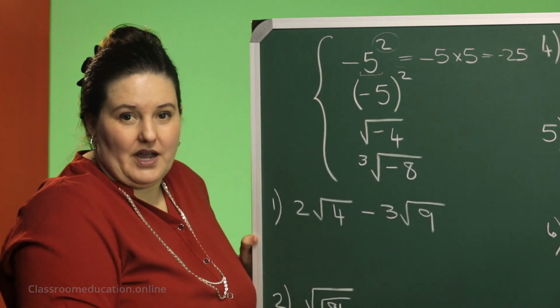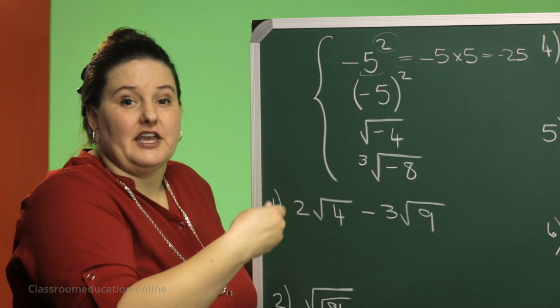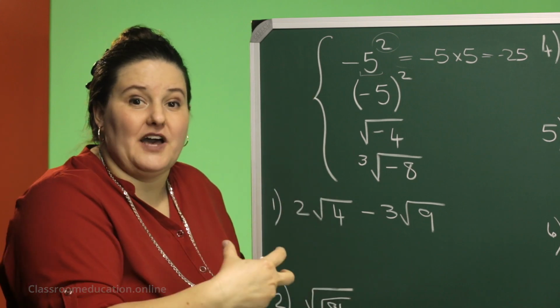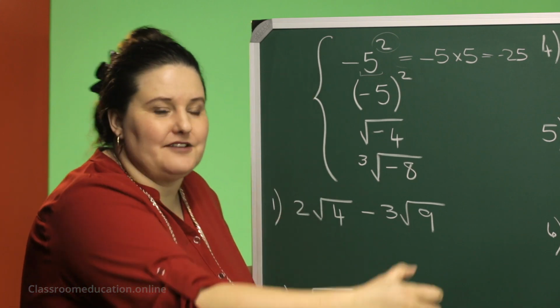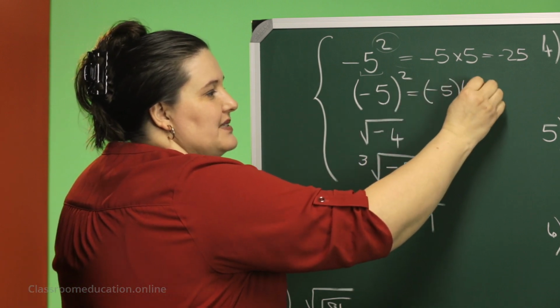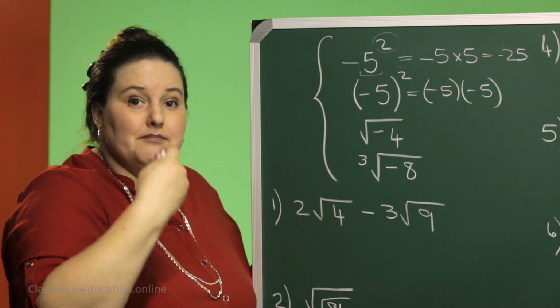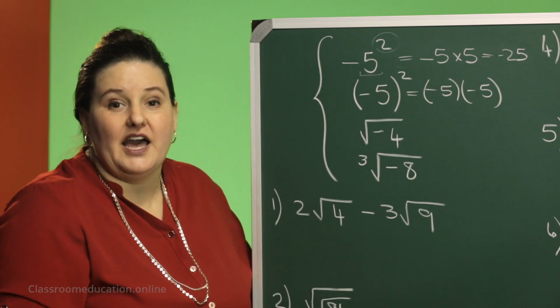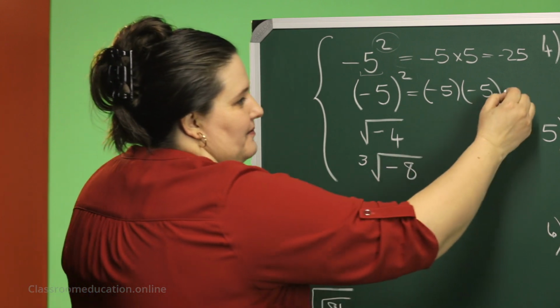The second one, I have -5 in brackets squared, which means that it is -5 times -5. You can write it like this, -5 times -5. And a minus times a minus becomes a plus, and 5 times 5 is 25.